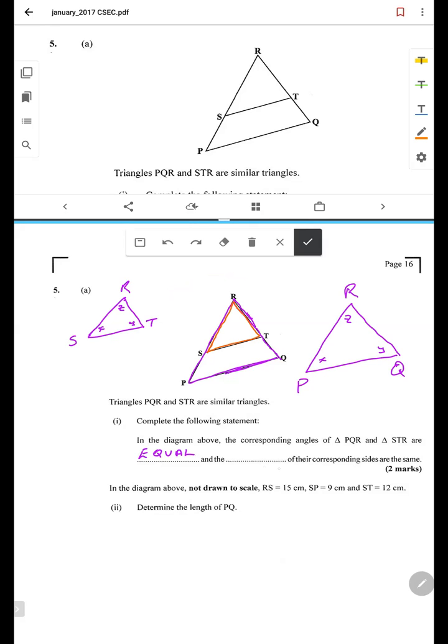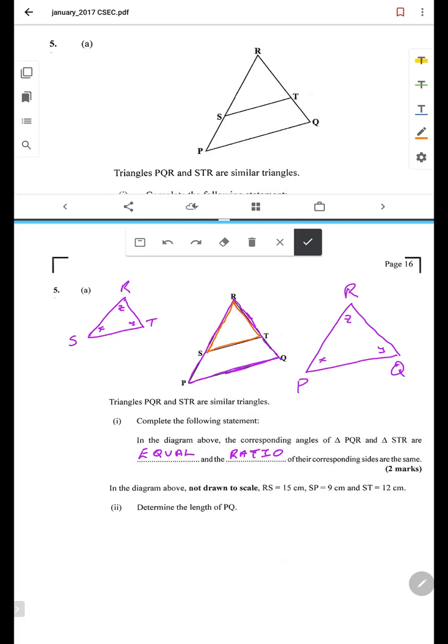And the something of their corresponding sides are the same. The ratio, that's what I just explained a while ago. The ratio of the corresponding sides is the same. The ratio, R-A-T-I-O. Good. The ratio of the corresponding sides are equal. Right, so the angles are equal, but in terms of the sides, it is a ratio of the sides that are equal. All right, so let's go again now.